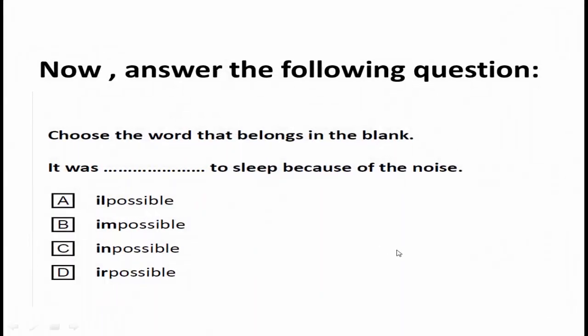Now answer the following question. Choose the word that belongs in the blank. It was ill possible, impossible, or inpossible to sleep because of the noise. You're right, it was impossible.